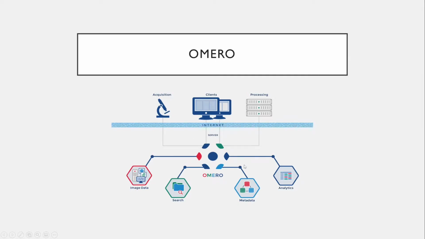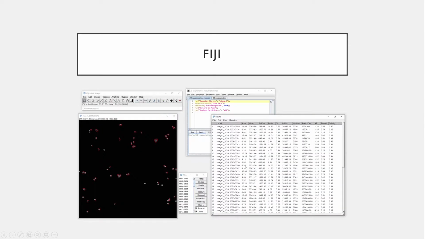The question we had was, when you use Fiji to segment and analyze your images, how can you easily work with everything that is stored on OMERO? How do you automatically push your results on the server?